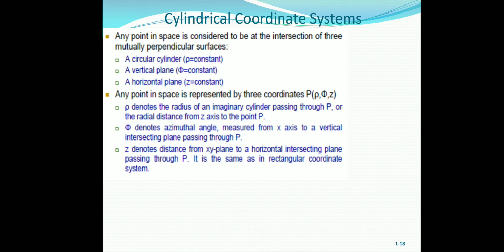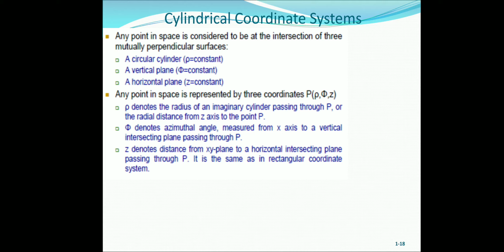One is a plane of constant z, which is parallel to the xy plane. Another is a cylinder of radius r with the z-axis as the axis of the cylinder. And the third one is a half plane perpendicular to the xy plane at an angle phi with respect to the xz plane. That angle phi is called the azimuthal angle.